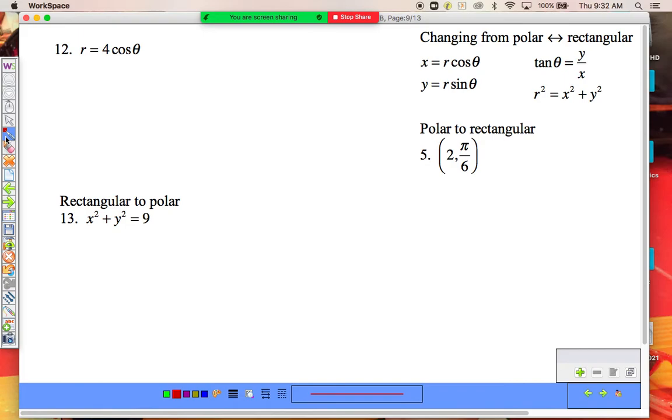All right, so look at number 12, R equals 4 cosine theta. First thought, what equation do you think we're going to use? We can use any of the four. My first thought is, because I have a cosine theta, I'm going to use this. Okay, we're going to make that happen. So I need to end up with an R cosine theta in that equation. R equals 4 cosine theta. I need to end up with an R cosine theta somehow.